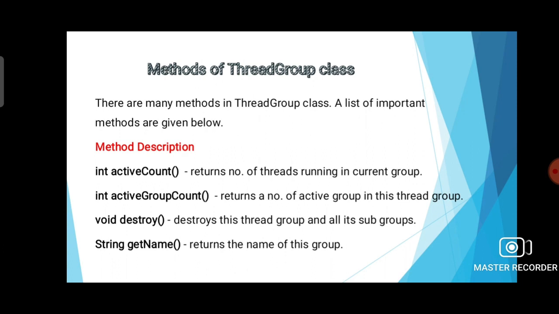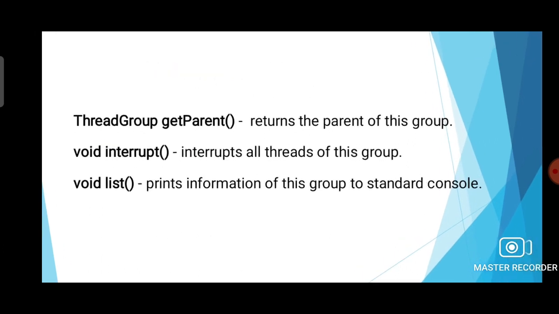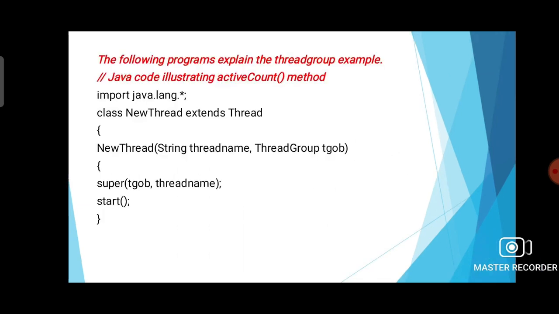Then the getName method returns the name of the group. Then the getParent method will return the parent of the group. Then the interrupt method will interrupt all the threads of the group. Then the list method will print the information about the group to the standard output screen. Now we are going to see the program that explains the thread group example.